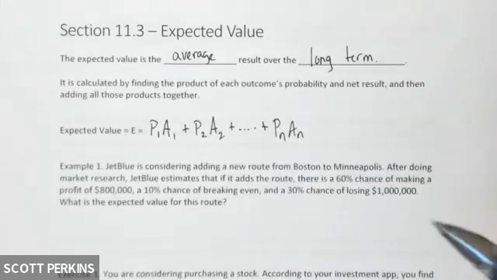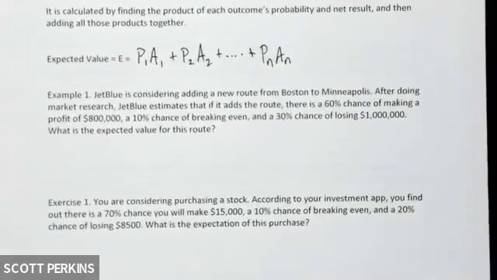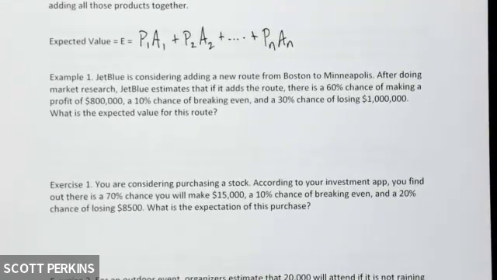So my first example looks like this. JetBlue is considering adding a new route from Boston to Minneapolis. But companies don't do things to lose money, so they do market research. Anytime you see a McDonald's or a Publix pop up somewhere, they've done a lot of research about traffic patterns. It's all based on expected value and probability and stuff like that. It underlies a lot of business practices.